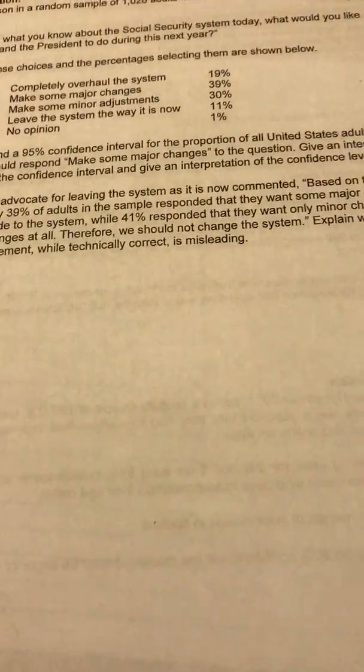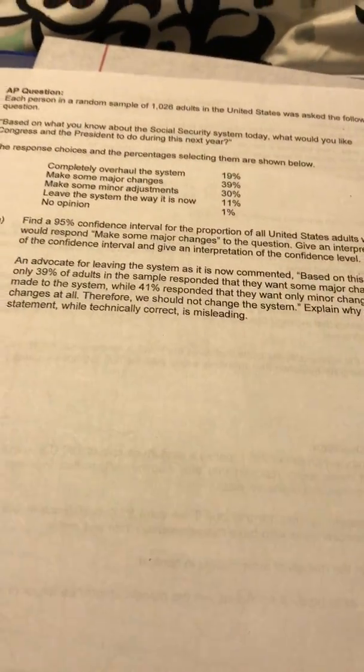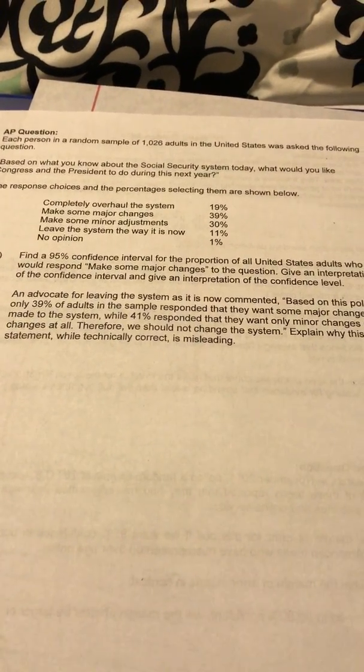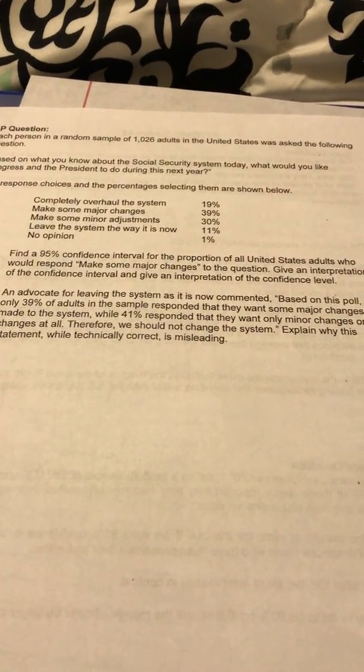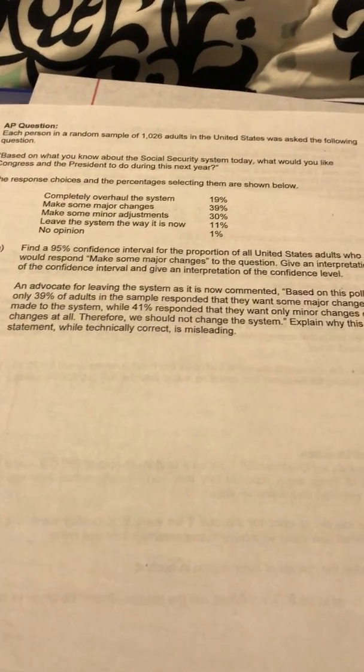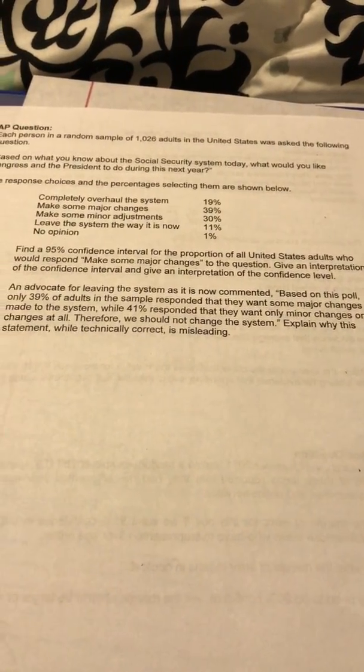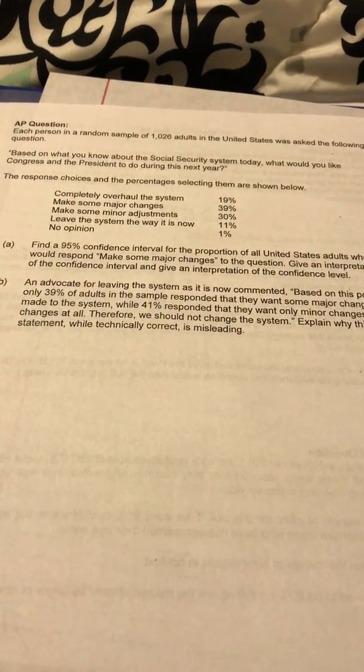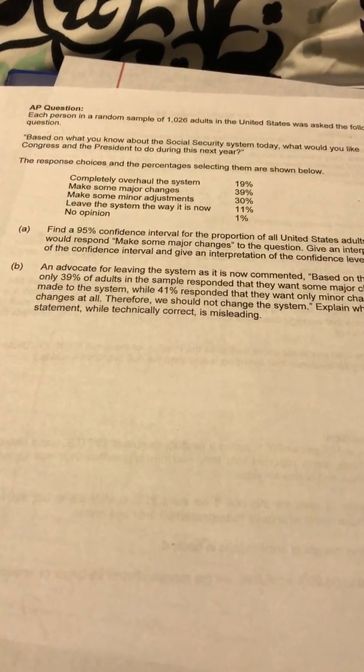And then the AP question says each person in a random sample of 1,026 adults in the United States was asked the following question. Based on what you know about the Social Security system today, what would you like Congress and the President to do during next year? The response choices and the percentages selecting them are shown below. Completely overhaul the system, make some major changes, make some minor adjustments, leave the system the way it is now, and no opinion. The majority of people voted for make major changes.